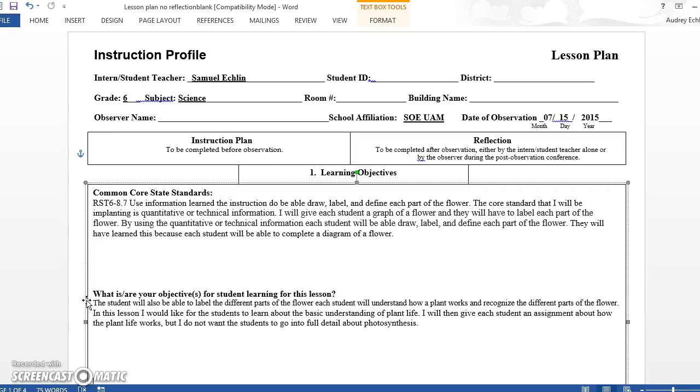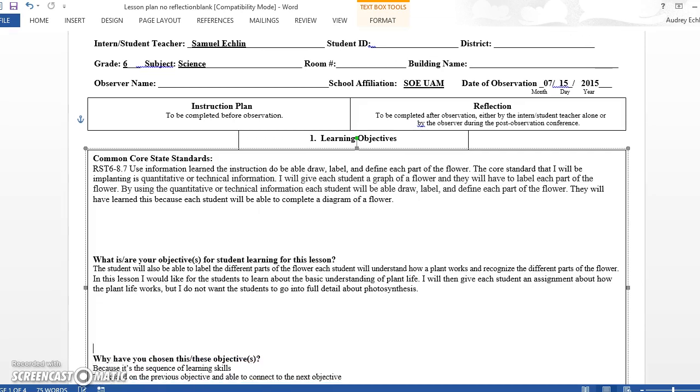In this lesson, I would like for the students to have a basic understanding of plant life. I will give an assignment about how plant life works, but I don't want them to go into full detail like photosynthesis or the breakdown of the cells, the cell wall, and the nucleus and that type of stuff.